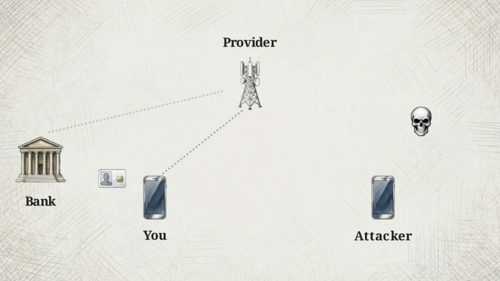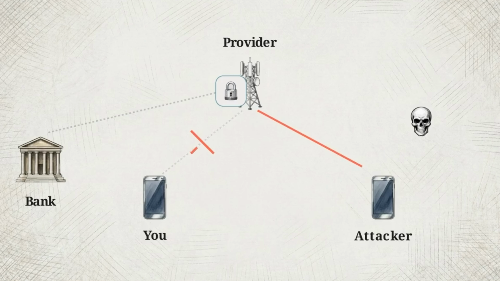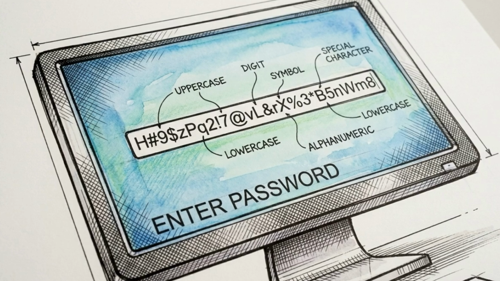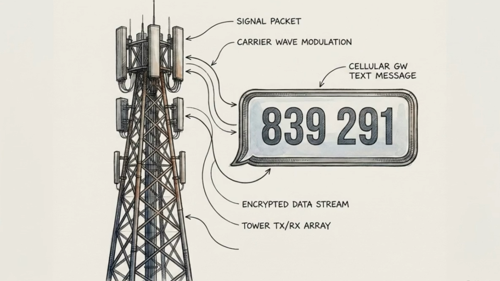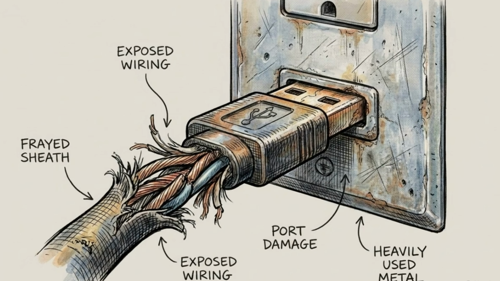In a SIM swap, an attacker convinces your cellular provider to port your phone number to their SIM card. When your bank sends a verification text, the cellular tower reroutes the message away from your phone and delivers it straight to the attacker's cloned device. An attacker does not need to brute force a complex password if they can simply read your screen, intercept your text messages from a cell tower, or pull data through a compromised charging cable.